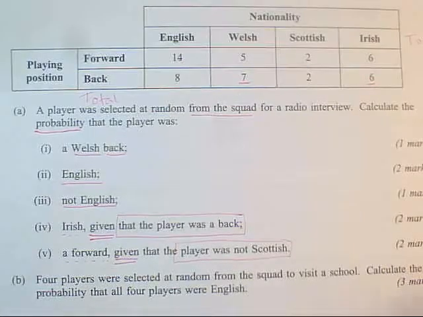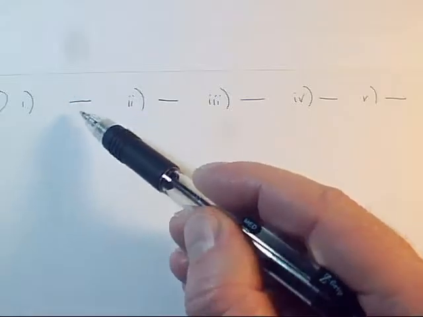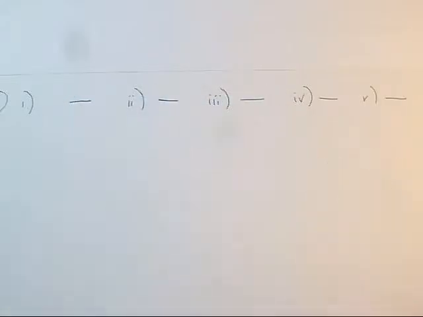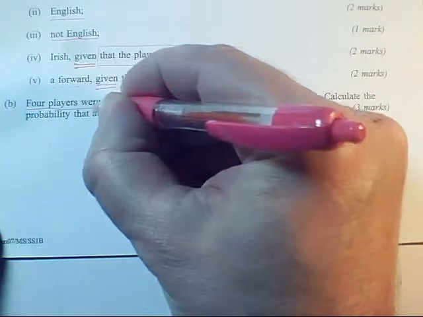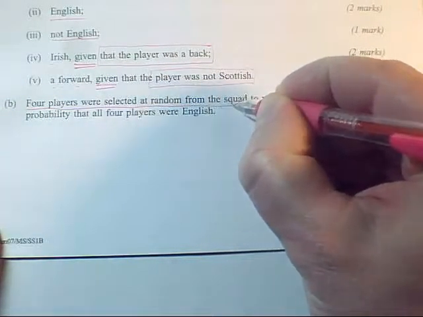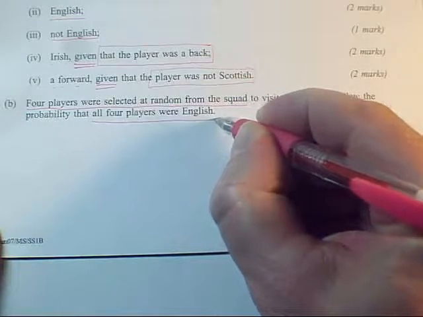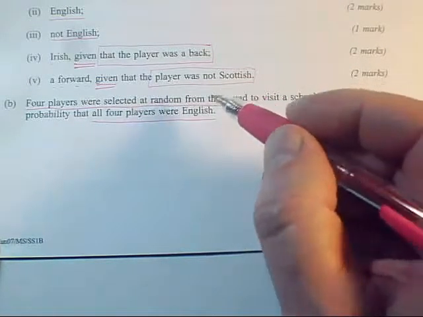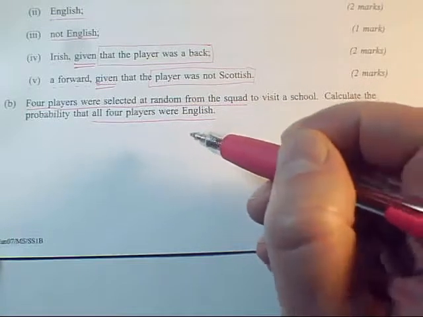And in the template, all of these answers are just in the form of fractions, where you have to supply the top number and the bottom number each time, as we've discussed. Okay, now in part B, we've got 4 players selected at random from the squad, and we want the probability that all 4 of them were English. And because we can't use any player twice, this is sampling without replacement.